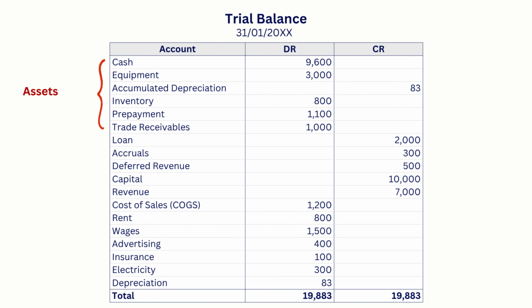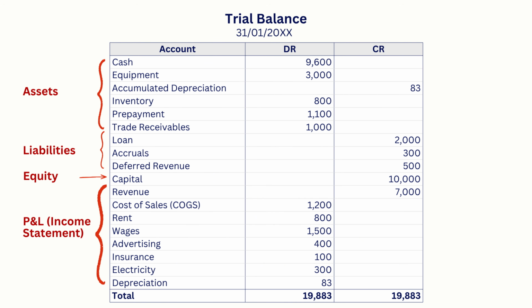Cash, equipment, accumulated depreciation, inventory and prepayment are assets. Loan, accruals and deferred revenue are liabilities. Capital is equity. Revenue and expenses belong to the profit or loss statement, also called the income statement. Once the trial balance is complete, we use it to prepare the two key financial statements.